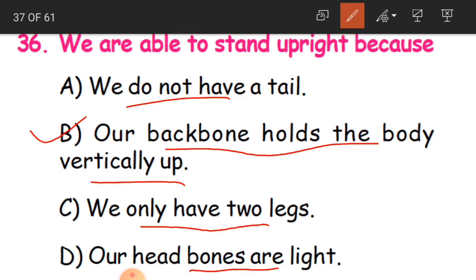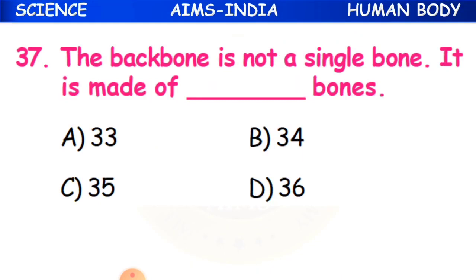See, animals cannot stand upright. Only penguins can stand upright, and the rest of the animals can't. So only human beings can stand upright. Upright in the sense of straight. Clear children? 37th question.